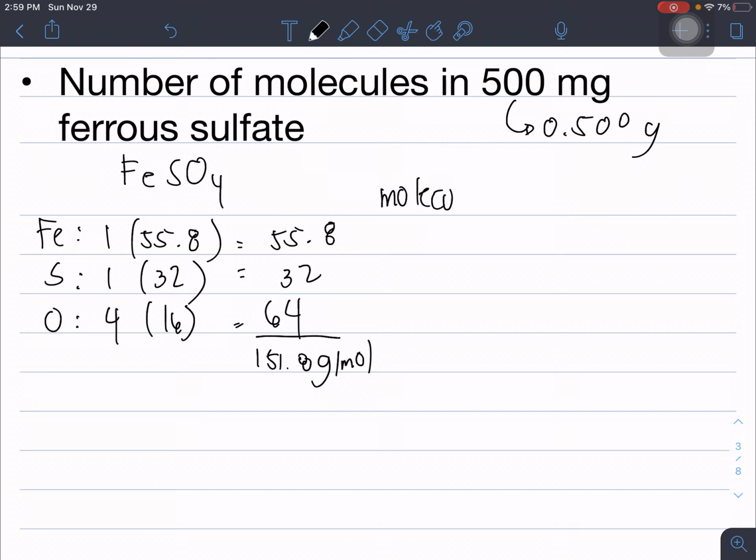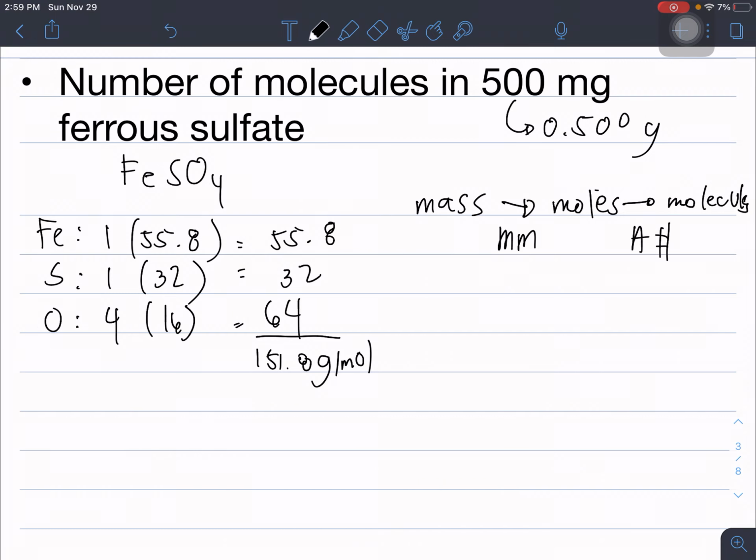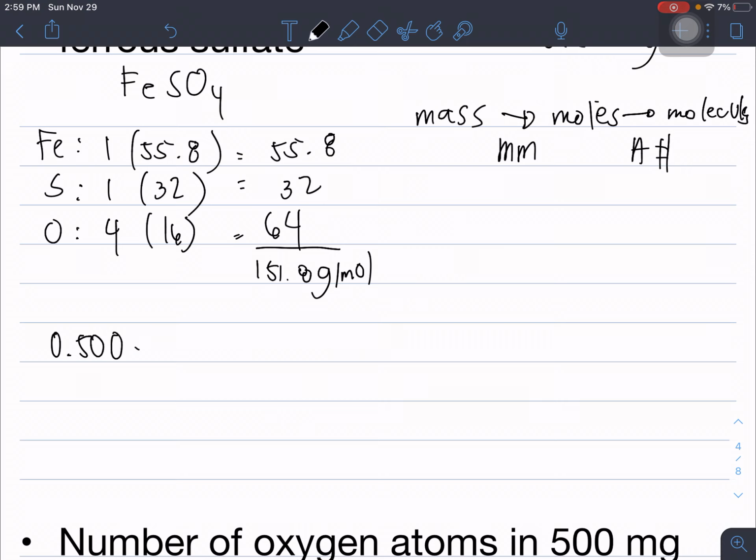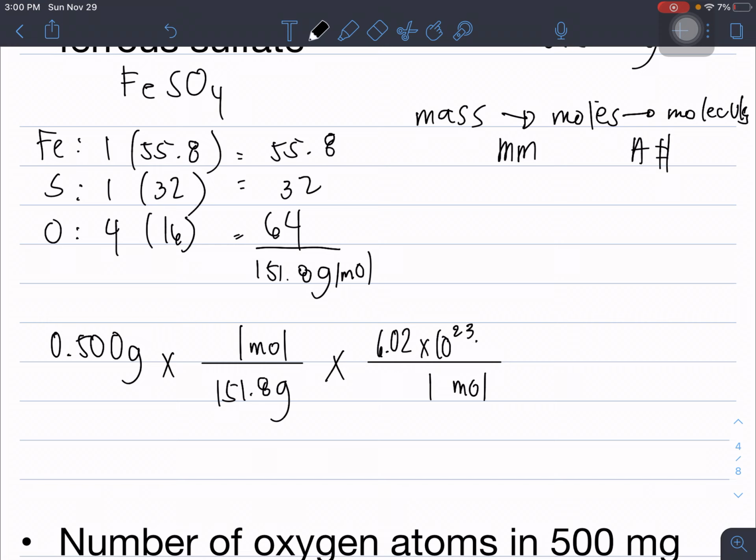Okay, so let's have a plan here. I'm sorry, this should be mass to moles to molecules. Mass to moles uses the molar mass, moles to molecules is Avogadro's number. So mass to moles: we have 0.500 grams times, mass to moles should be molar mass, so this will be 1 mole over 151.8 grams times 1 mole here, and in every 1 mole there are 6.02 times 10 raised to 23 molecules.